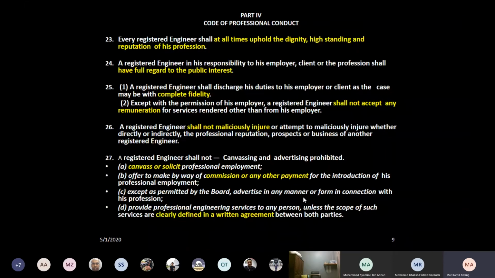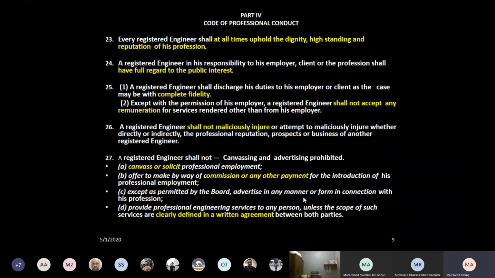25.2: except with the permission of his employer, a registered engineer shall not accept any remuneration for services rendered other than from his employer. Basically, if you are employed by a company, you cannot accept payment from any other entities unless your employer says that yes, you can. So you cannot get two payments for one job. One is from your client, another one is from your employer. Cannot. Only your employer can pay you. Okay.